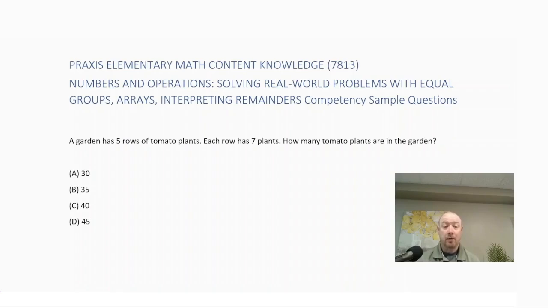A garden has 5 rows of tomato plants. Each row has 7 plants. How many tomato plants are in the garden? Is it A, 30, B, 35, C, 40, or D, 45?